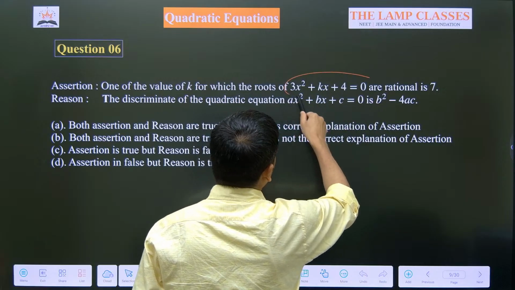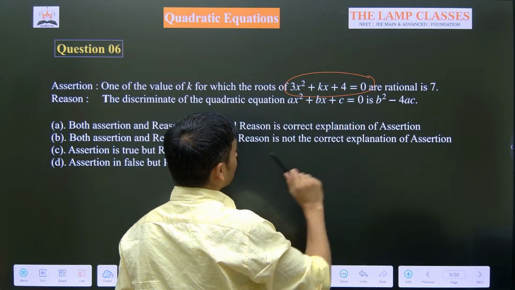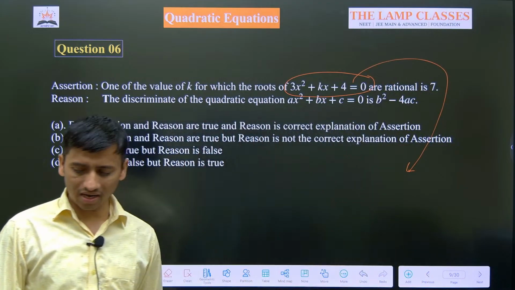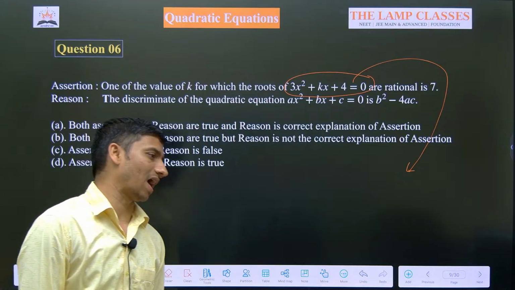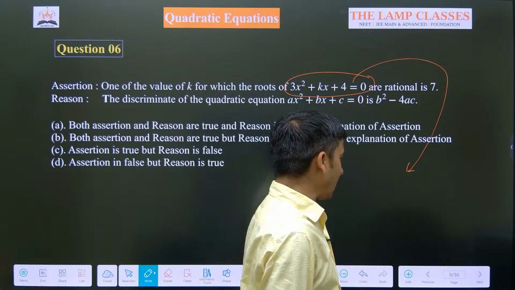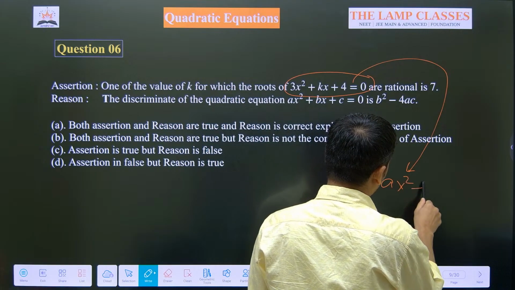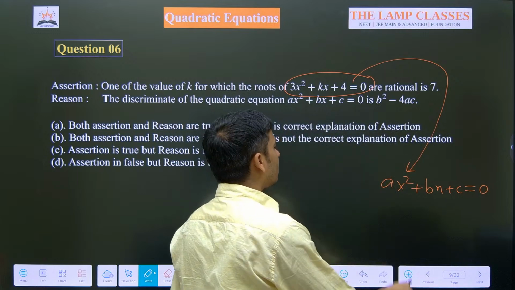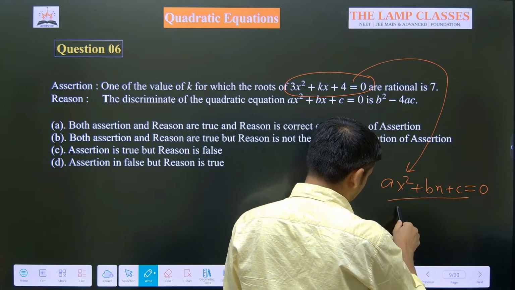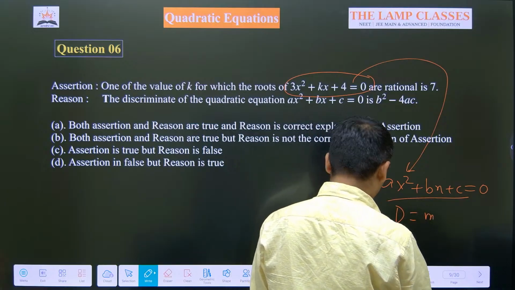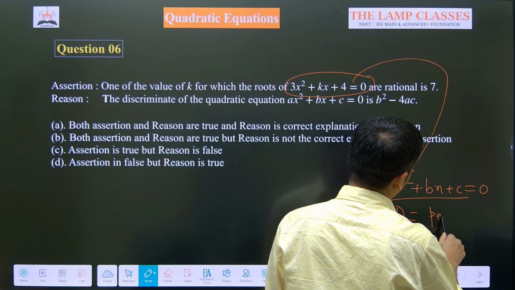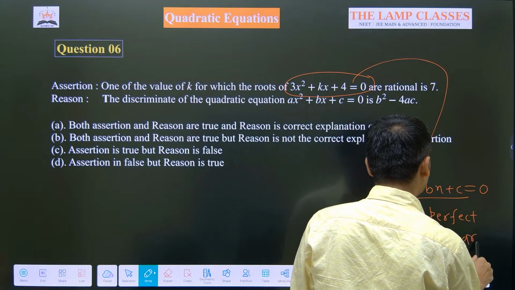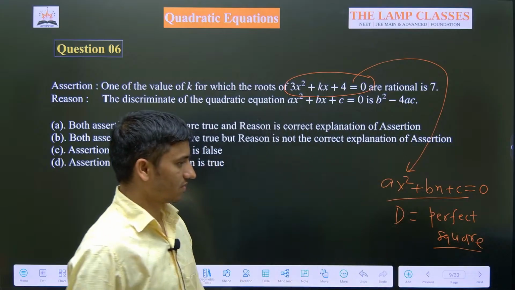So listen here, the concept I was asking you from this question is, if we have a quadratic and we want the roots to be rational, if coefficients of the quadratic ax square plus bx plus c equal to 0 are rational, and roots are also rational, then discriminant must be a perfect square. That's the thing you have to apply. Discriminant must be a perfect square. Usually they ask the same question in MCQs, but remember this, I have asked it here.